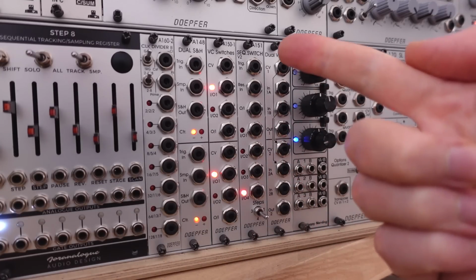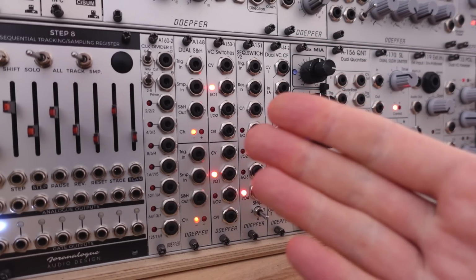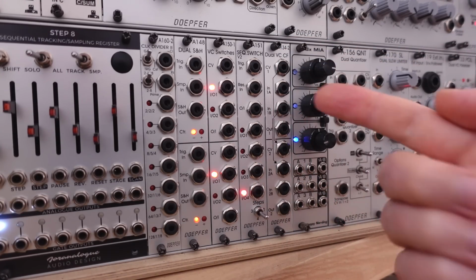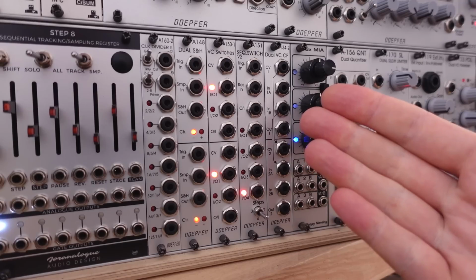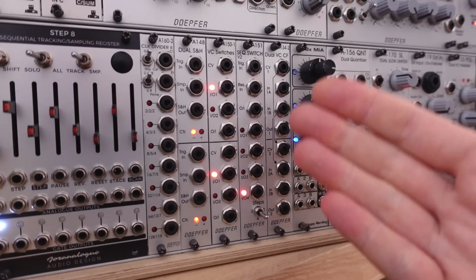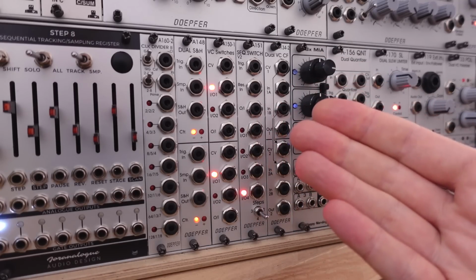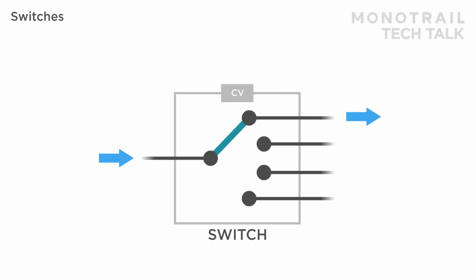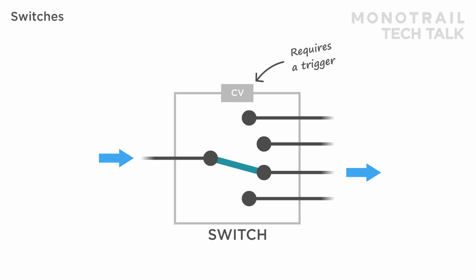The Doepfer A151 can also work in both directions, but this one offers a single in or output connected to one of 4 in or outputs. In contrast to the A150, it's a sequential switch and works slightly different. This module has a CV input that requires a trigger. Every time you send it one, the switch advances to the next option in line and stays there until the next trigger, cycling through the possibilities.